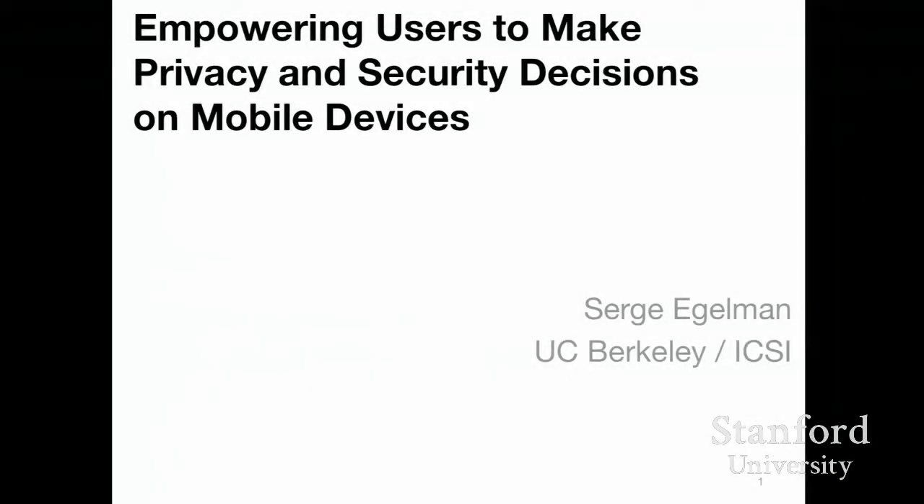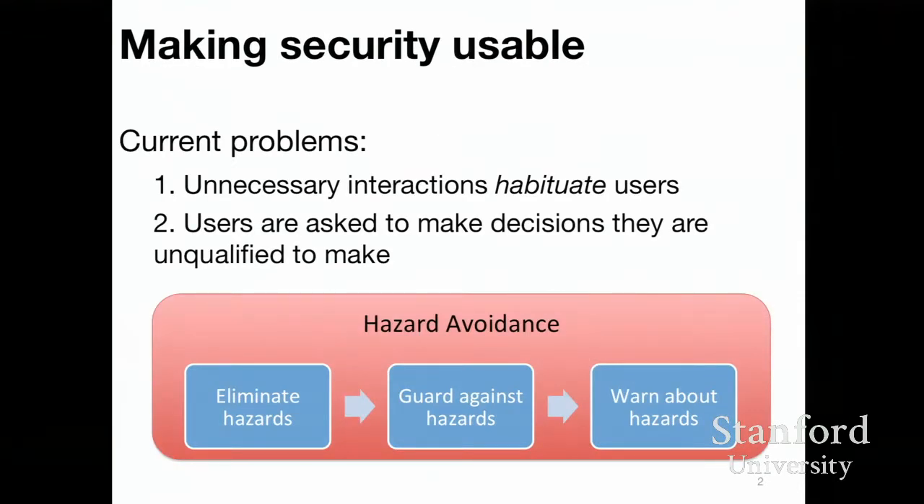So I guess before I get into stuff on mobile specifically, stepping back for a second, the main issues we tend to see in usable security tend to just stem from two different areas. So one is that users are confronted with so many different security decisions that they become habituated to all the security decisions in the future.